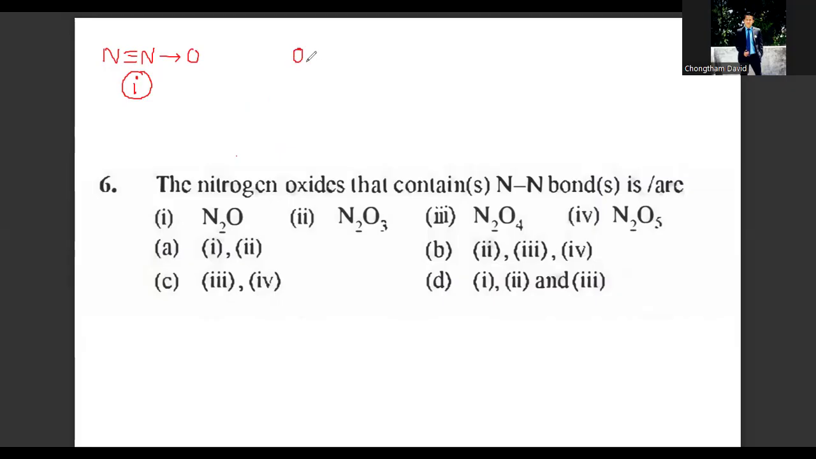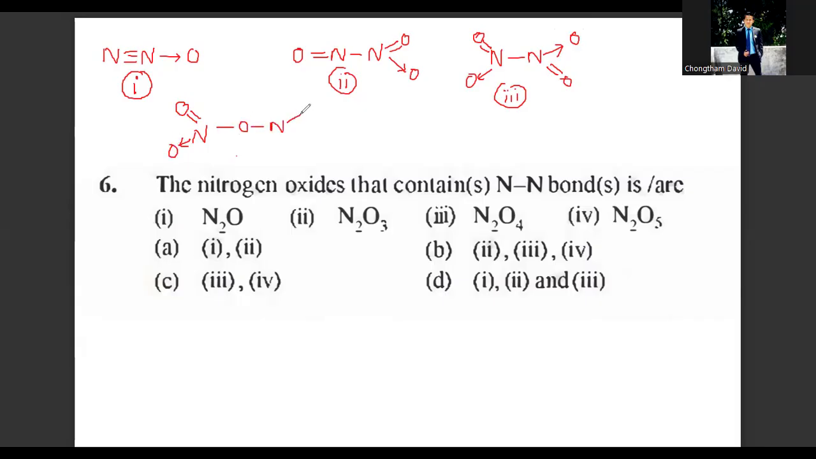And for dinitrogen trioxide, I would have the structure as such, which is the Lewis structure of dinitrogen trioxide. And the dimerization of nitrogen dioxide would result in the formation of dinitrogen tetraoxide, which would look like this. This is structure number 3. And structure number 4, that is dinitrogen pentoxide, would look something like this.